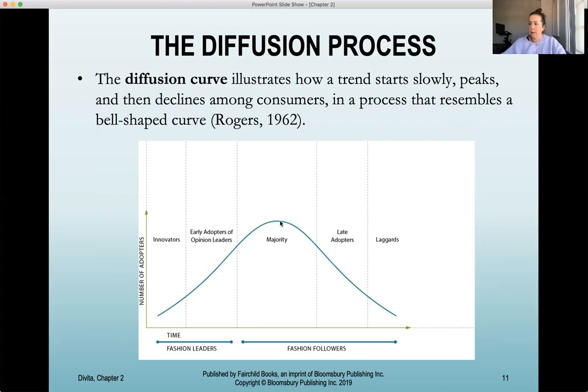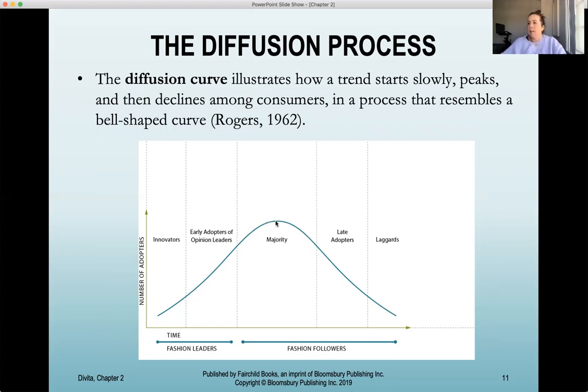Right here is the peak. That's the top. That's the most number of adopters that are accepting this trend. And that's the majority. That's us, most of us. The majority of people are accepting this trend, using it, buying it, wearing it, repeating it.